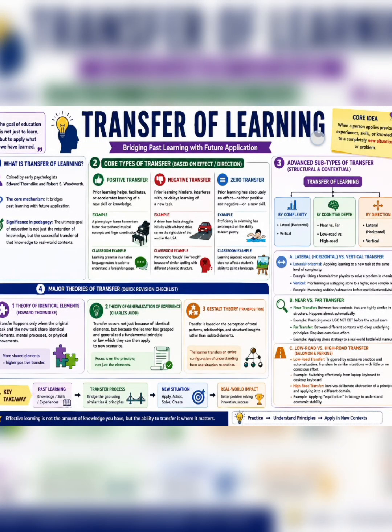And number third is zero transfer. Prior learning has absolutely no effect, neither positive nor negative, on a new skill. For example, proficiency in swimming has zero impact on the ability to learn poetry. And we have the advanced subtypes of transfer of learning as well, that is, by complexity, by cognitive depth, and by direction. Lastly, we have major theories of transfer of learning. Number one is Edward Thorndike's theory of identical elements, number two is Charles Judd's theory of generalization of experience, and number third is Gestalt theory.